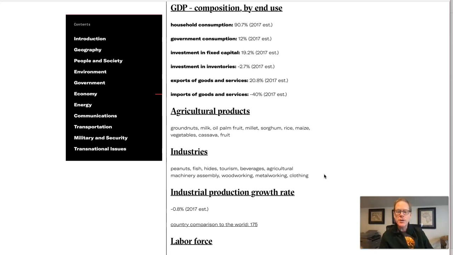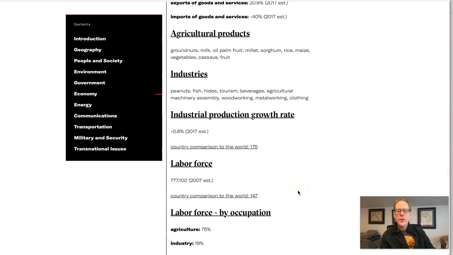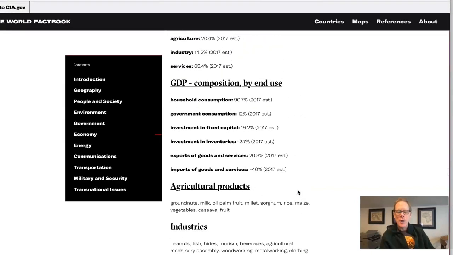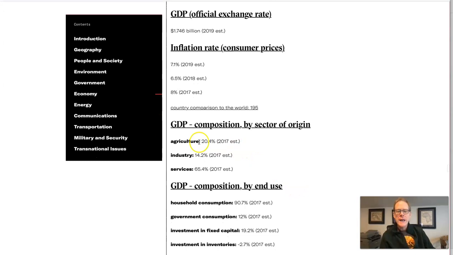Okay, what are they actually producing? The only thing they're really producing is beverages, okay? They have a brewery and a Coca-Cola bottling plant, all right? They don't really make machinery. Agricultural machinery assembly is an industry. They get disassembled equipment from overseas and they put it together. That's a problem.